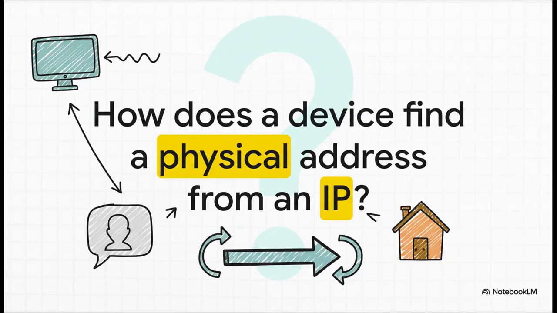Okay, so let's get right to the core problem we're trying to solve. Your computer knows the IP address of another device, right? But believe it or not, that's not actually enough to send it anything. See, the IP address is kind of like knowing someone's name, but to actually deliver a package, you need their physical street address. In the world of networking, that street address is called the MAC address. So how on earth does a device find the street address when all it has is a name?